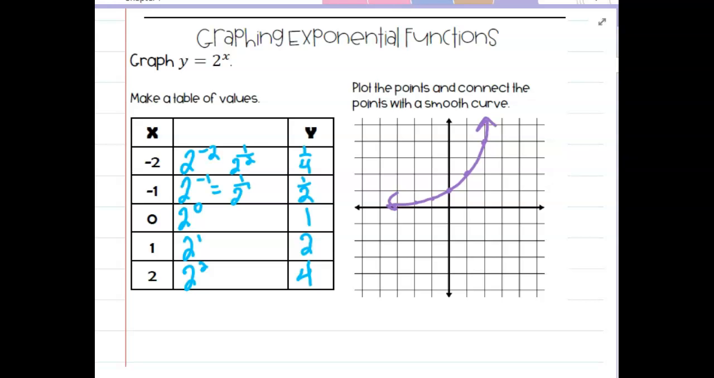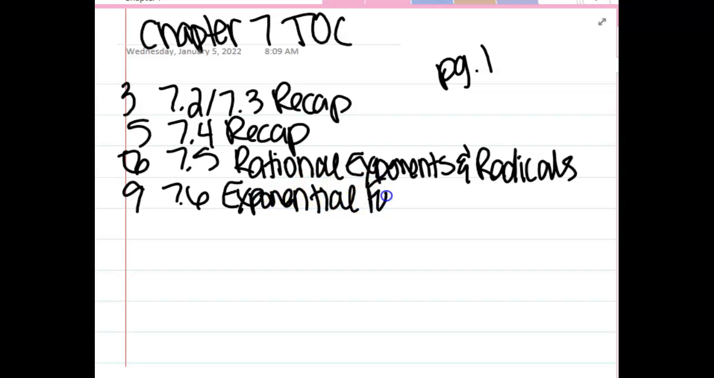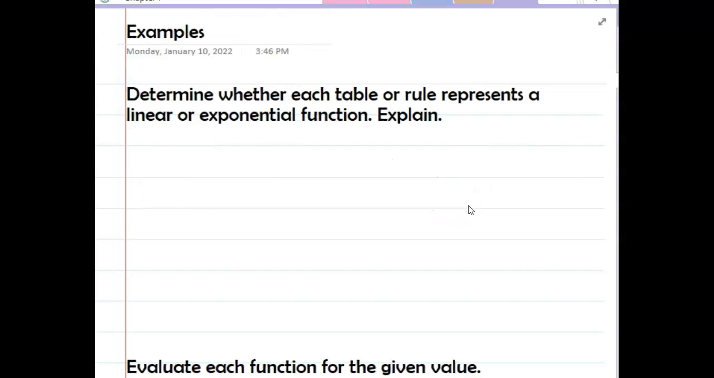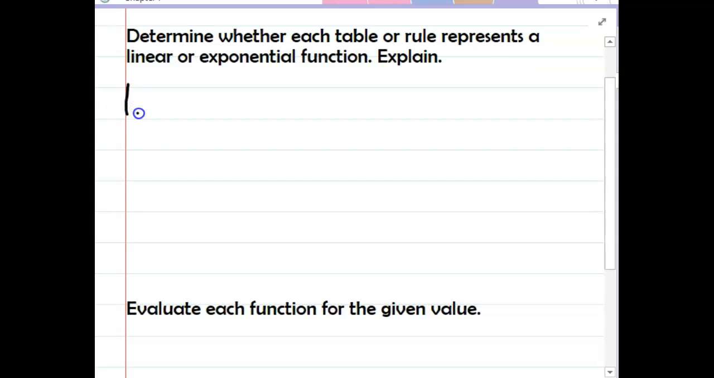Okay, let's get this glued into page 9, 7.6, exponential functions. We're going to evaluate exponential functions and graph exponential functions. So, first one, I'm going to give you a table, okay? So we're going to do a row for the x's and a row for the y's. Okay, it's going to look like this.